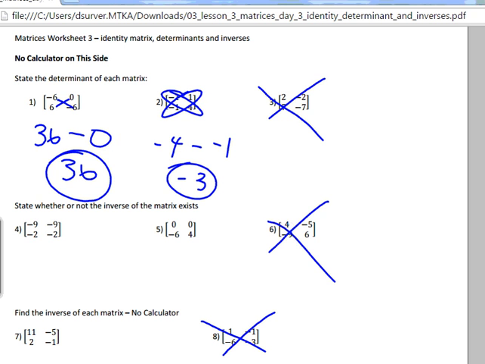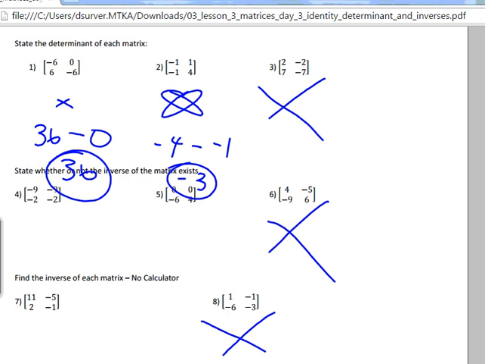All right, next up is state whether or not the inverse of the matrix exists. It's the same thing as before, except you have to know that if the answer comes out to 0, the matrix's inverse doesn't exist. So one of these is going to come out to 0, or maybe more. And if they come out to 0, it doesn't have an inverse.